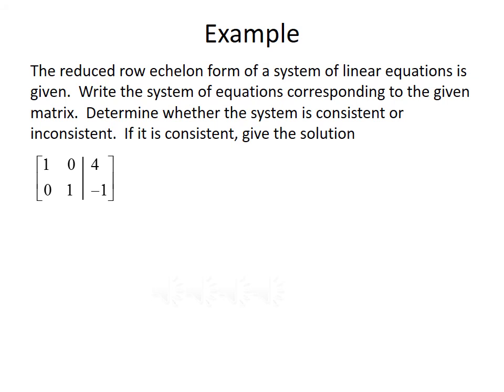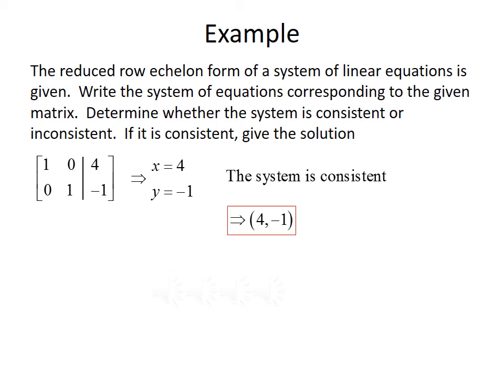So let's look at an example dealing with reduced row echelon forms. The reduced row echelon form of a system of linear equations is given. Write the system of equations corresponding to the given matrix, determine whether the system is consistent or inconsistent, and if it is consistent, give the solution. So our reduced row echelon matrix takes the form 1, 0, 4, and 0, 1, negative 1. If we transform this into a system of equations, we'll get x equals 4 and y equals negative 1. Since x and y both have distinct values and there are no inconsistencies, this is a consistent system, and the solution to the system is the ordered pair 4, negative 1.